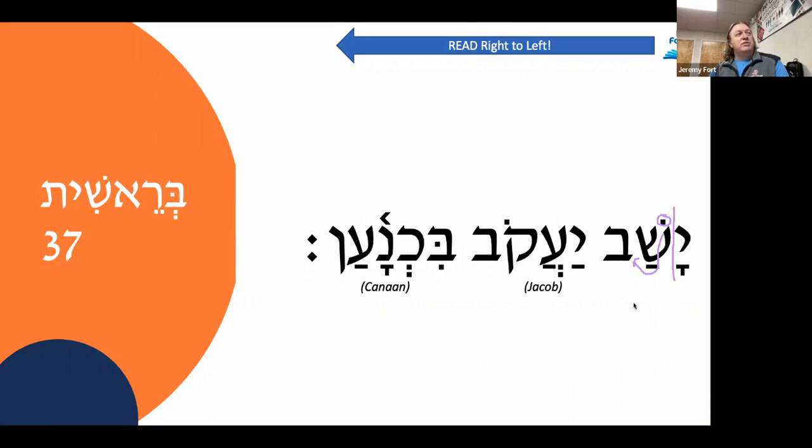Do you remember what this one means? Anybody remember what yashav is? He rested. He laid down. He settled. And we know that that's a he by this vowel pattern. He settled, past tense. So he settled is that first word, but who is the he in this case? Jacob. So we can take that subject out of the verb and say, Jacob settled.